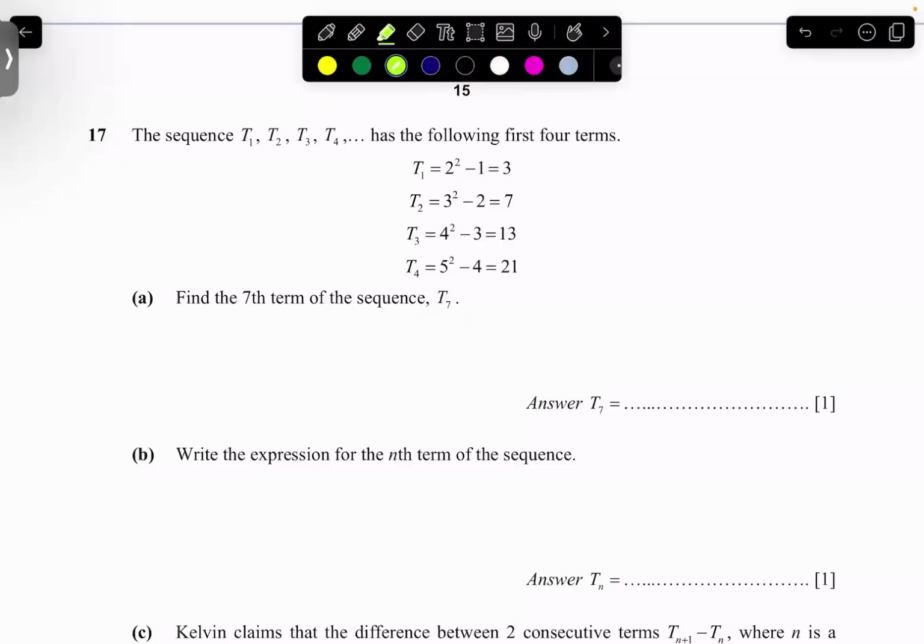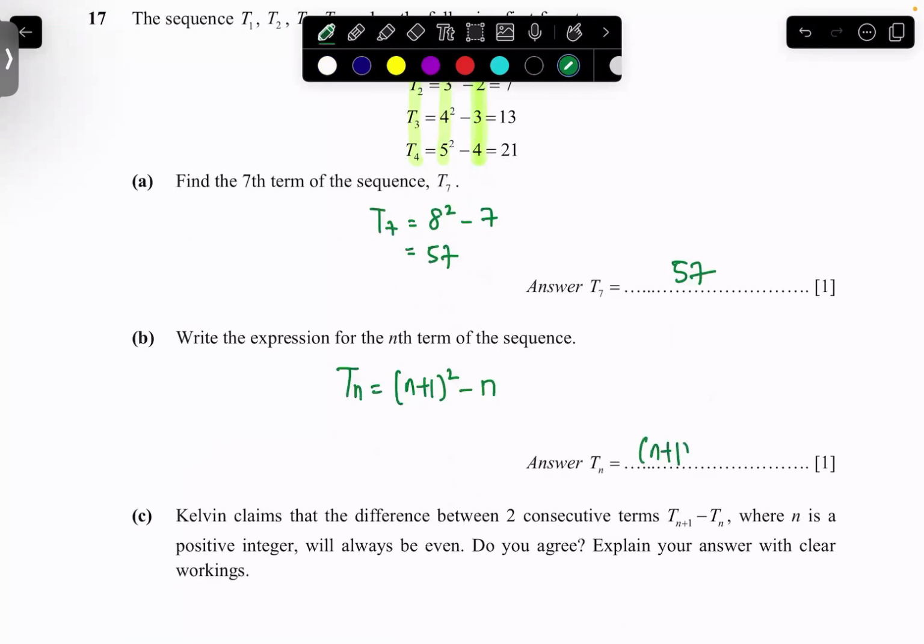Let's look at this pattern. T1 is 2 squared minus 1 equals 3, T2 is 3 squared minus 2, T3 is 4 squared minus 3, T4 is 5 squared minus 4. So you can see that there's a pattern going down here. The part at the back just follows the term number 1, 2, 3, 4, whereas the squared term is one higher than the term number. So even before I look at the 7th term, I can conclude what Tn is. Tn equals n plus 1 squared minus n. So T7 equals 8 squared minus 7, which is 64 minus 7, so the answer is 57. This one will just be n plus 1 squared minus n.